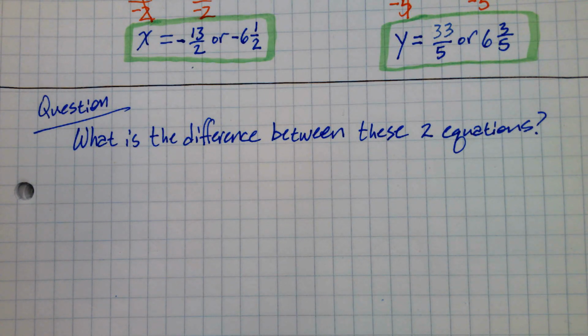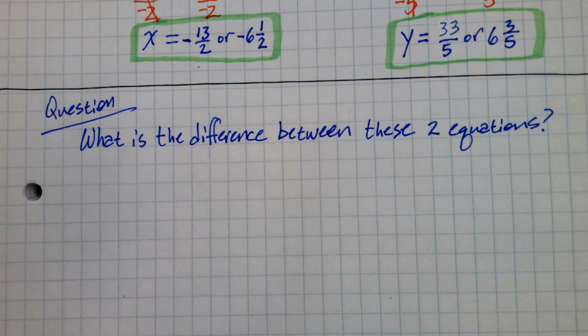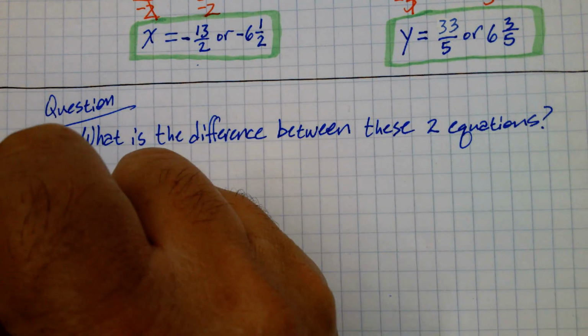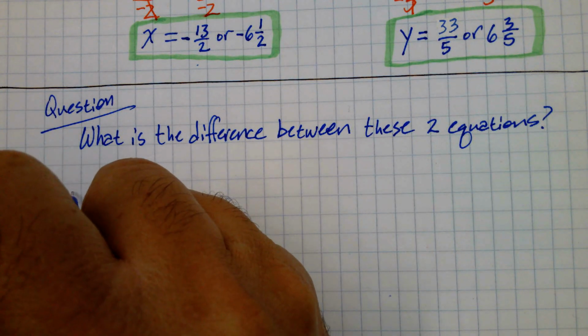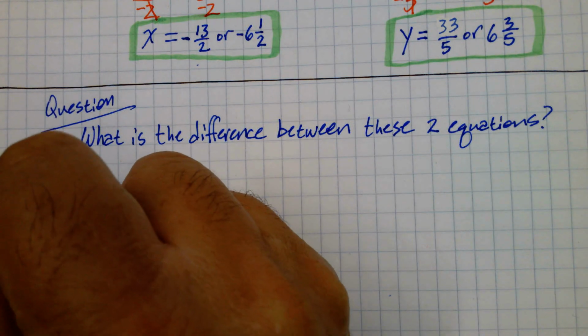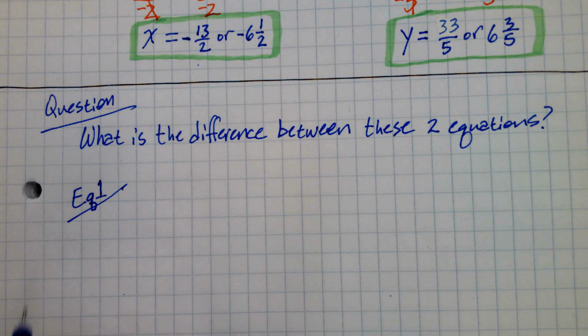Okay. So that's what we're going to start off with. What is the difference between these two equations? Let me show you the two equations. I'm going to leave a little bit of room because we're going to write something there. So leave a little bit of room, and I'm going to show you equation number 1. I'll call it EQ1, and here it is.